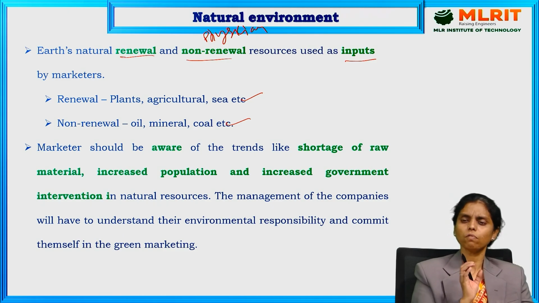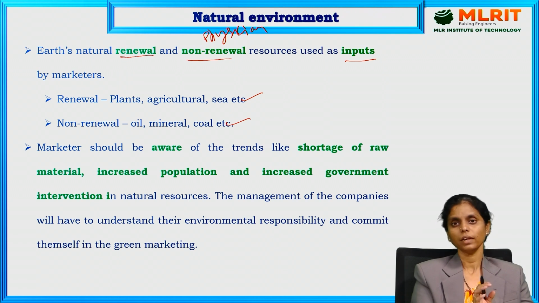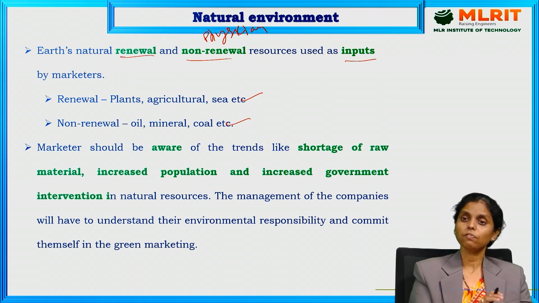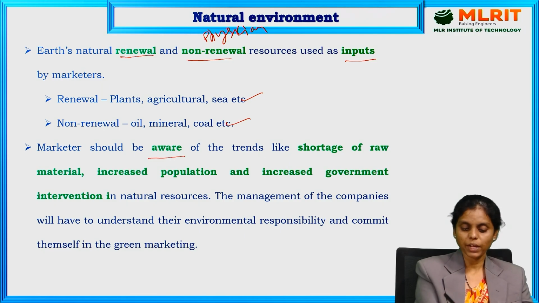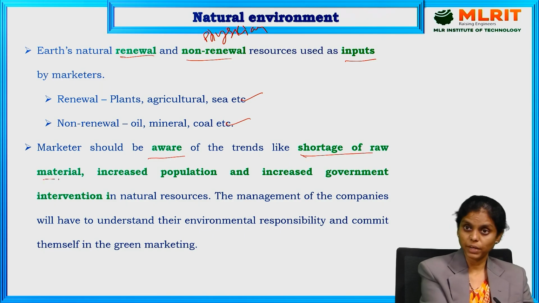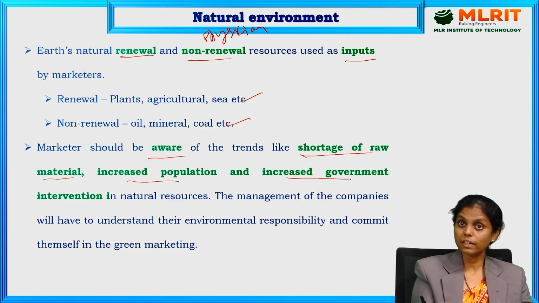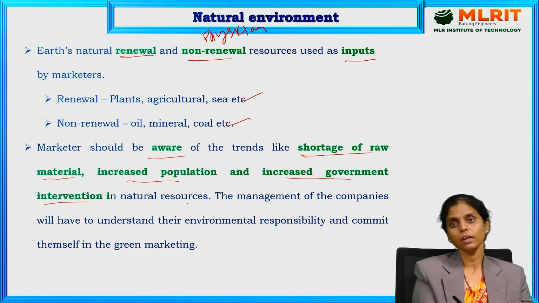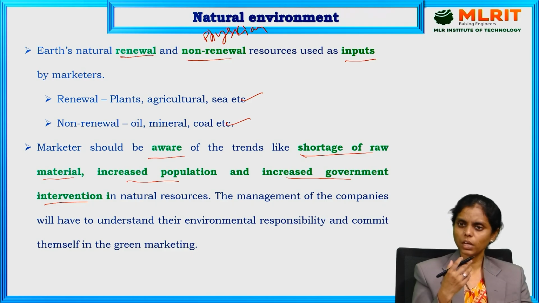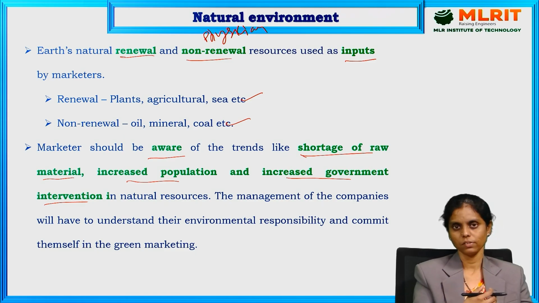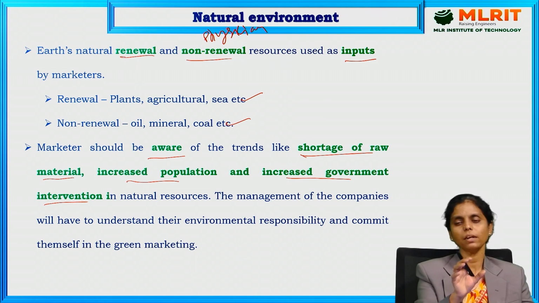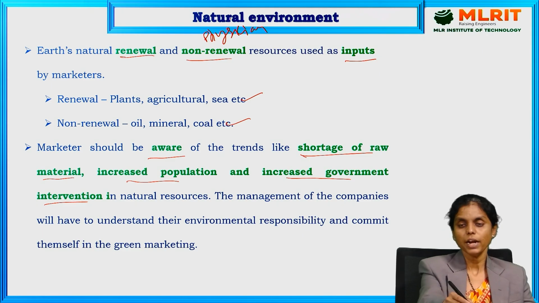Now, what is the role of marketers here? Marketers need to identify what is the need for these materials and the consequences if they are not available. Marketers should be aware of trends like shortage of raw materials in the market, increased population, increased government interventions in natural resources. If we are not taking proper care of the natural resources and protecting them, a government may seize even our organization. Government may ban our product in the market. So in order to avoid that, yes, we need to update our organization with respect to the various policies that govern the natural environment.